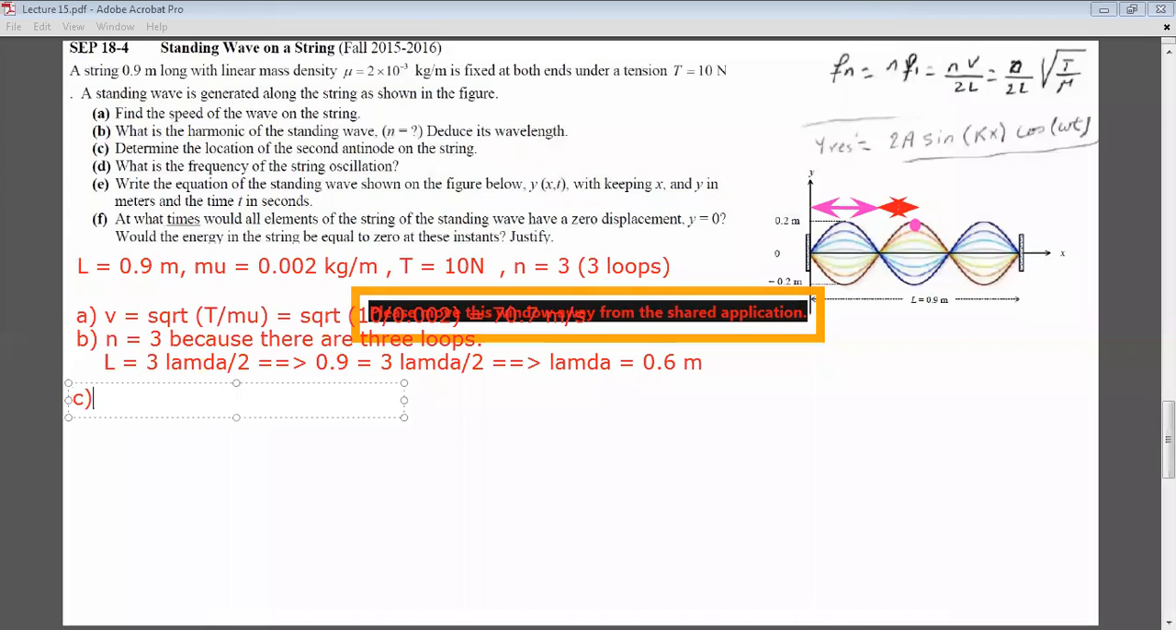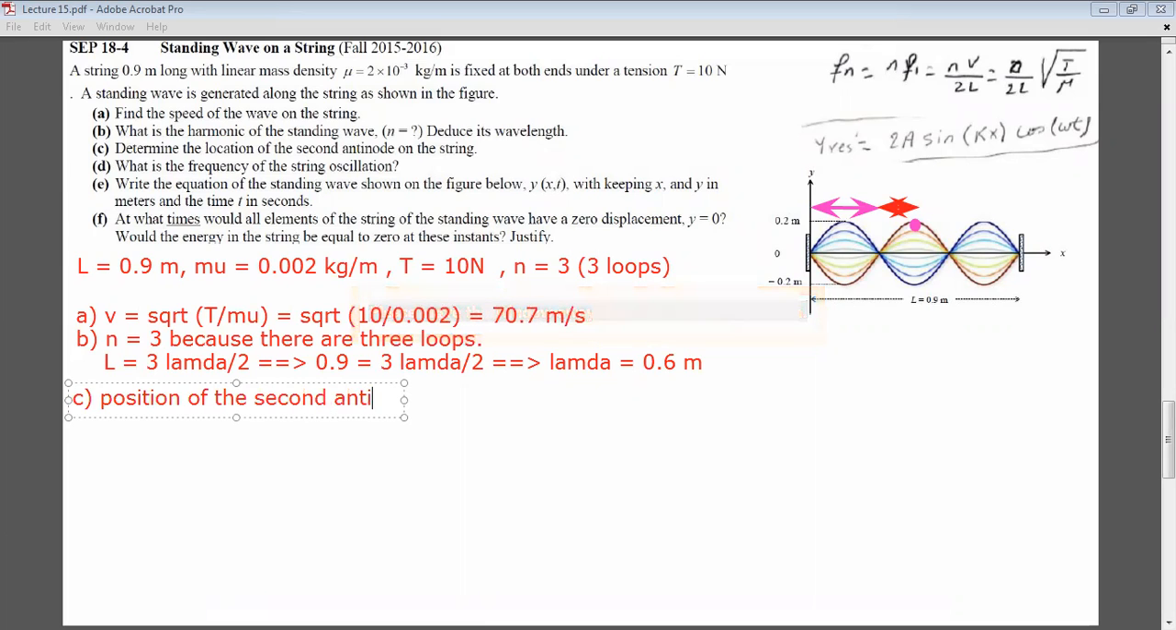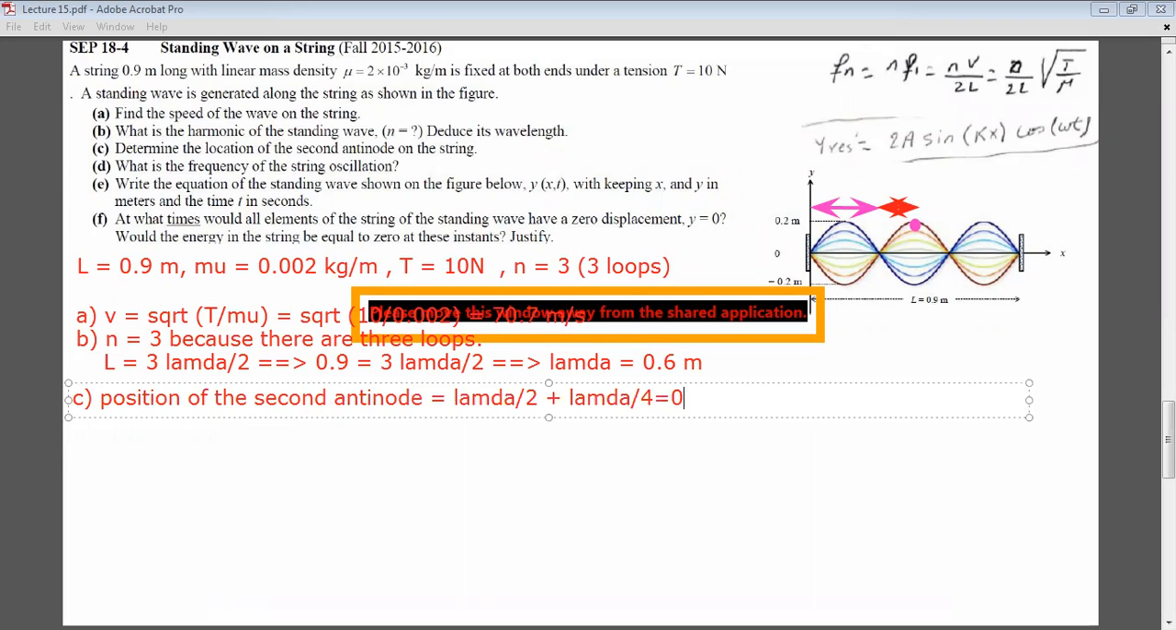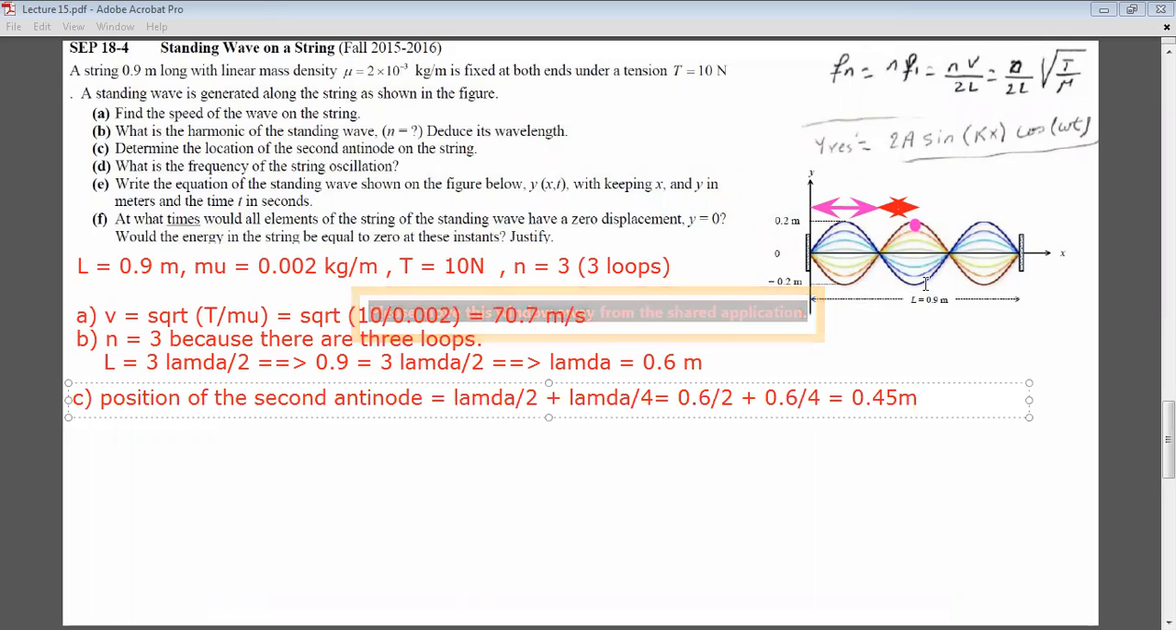So the position of the second antinode is lambda over 2 plus lambda over 4, which is 0.6 over 2 plus 0.6 over 4, and this gives 0.45 meters. Of course, another way to see it is that it is exactly in the middle of L, which is 0.9, so it is 0.45.